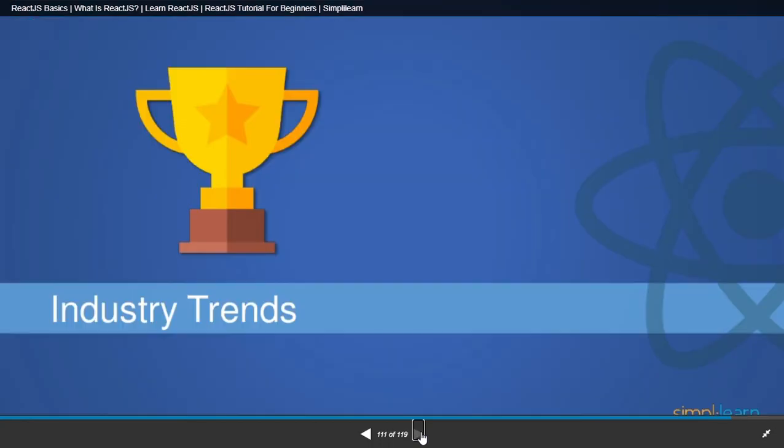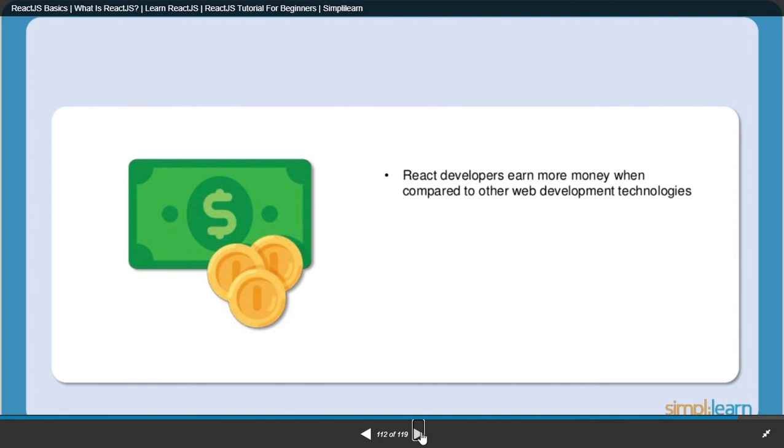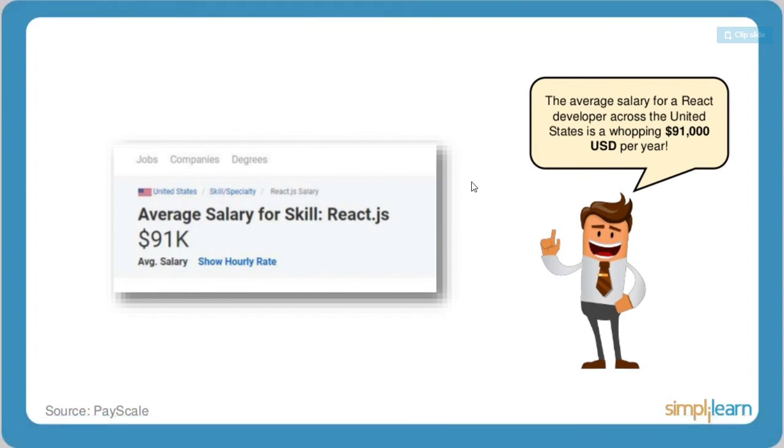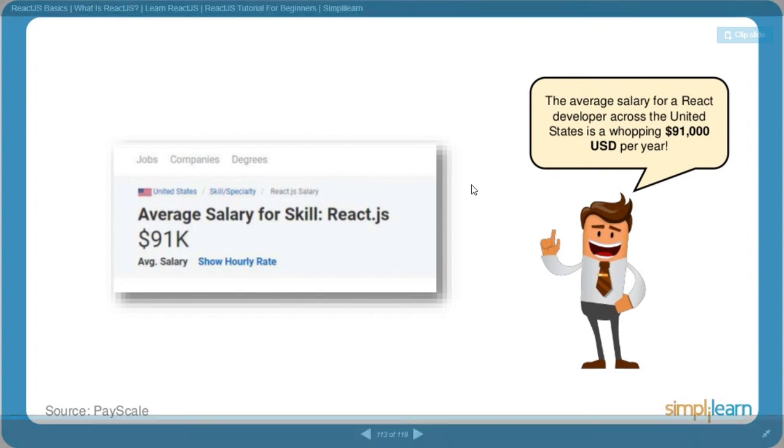Okay, so what are the industry trends? React developers earn more money when compared to other web development technologies. React is currently trending. There is a lot of demand for React developers when compared to other developers. The average salary for a React developer in the United States is $91,000 per year, which is easily equal to nearly more than 70 lakhs in Indian money.